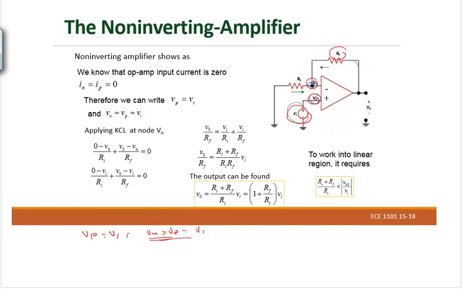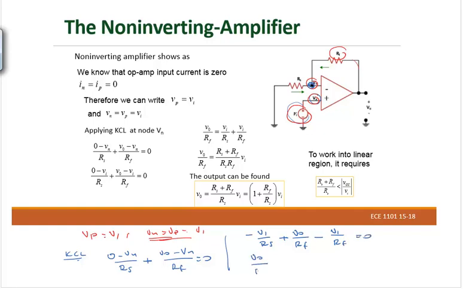Okay, next step. We're gonna write KCL right there. I will say 0 minus Vn divided by Rs, plus V0 minus Vn divided by Rf equals 0. If I put a V1 in for Vn, I'm going to have this equation: negative V1 divided by Rs, positive V0 divided by Rf, negative V1 divided by Rf equals 0.